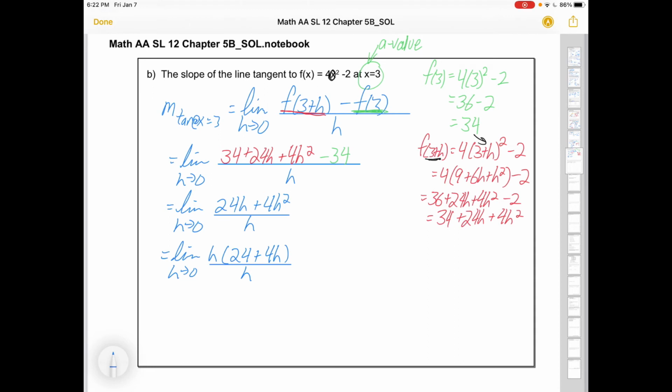And then, finally, at this point, our problem disappears. So we're left with the limit as h goes to 0 of 24 plus 4h, or 24 plus 4 times 0, because we can sub in now. Or 24. That is the slope of that curve at x equals 3. And it's like we expected. It's a steep, positive slope.